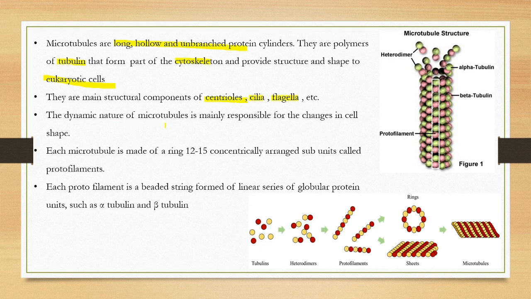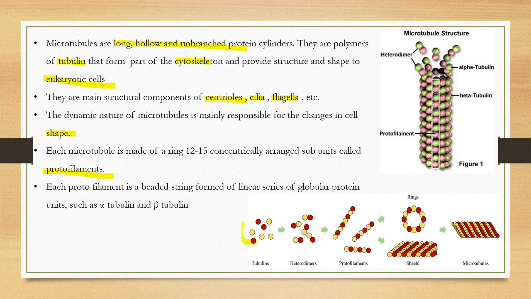The dynamic nature of microtubule is mainly responsible for the changes in cell shape. The main reasons for changes in the shape of a cell are these microtubules. Microtubules are made up of 12 to 15 concentrically arranged subunits called protofilaments. That is the name, protofilaments.